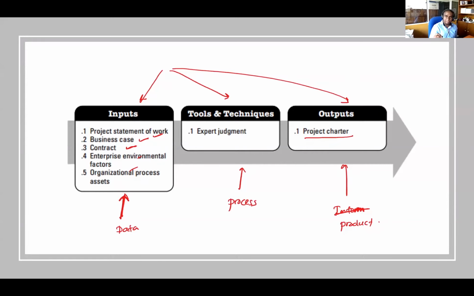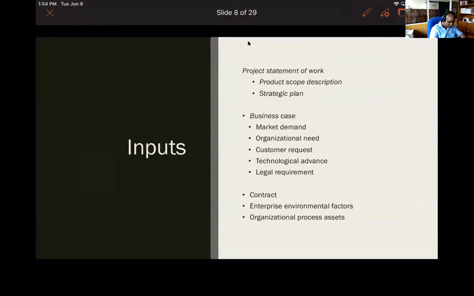For each of the processes. Now here in this knowledge area, we have 6 processes. For each of those processes, we have to have an understanding of inputs, tools and techniques, and outputs. Right?